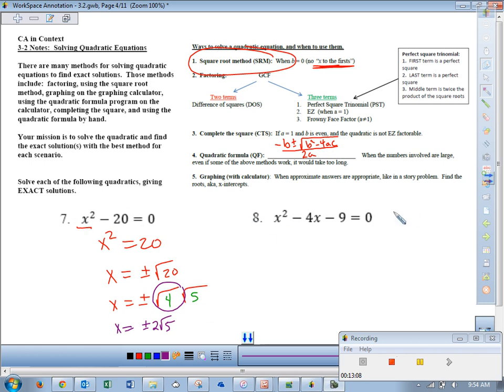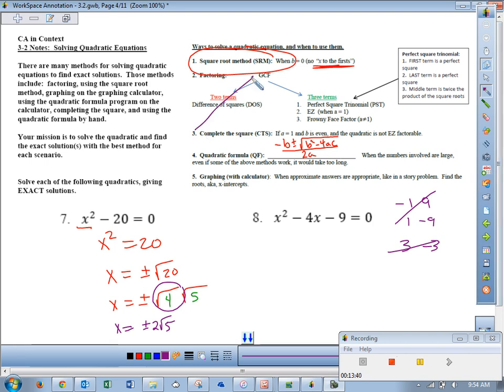Number 8, why can't I use the square root method? What we just did, why can't I use the square root method? It's got x to the first and x squared in the same equation. Looks like it could be easily factorable. Let's find 2 numbers that multiply together to be negative 9 and add together to be negative 4. One number has to be negative. 1 and 9 or 1 and negative 9. No good. 3 and 3, and one of them has to be negative. No good. It doesn't factor.